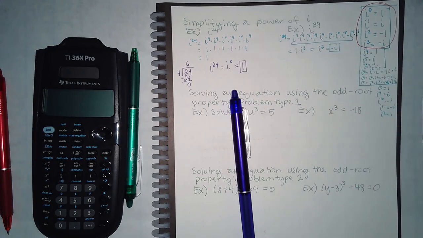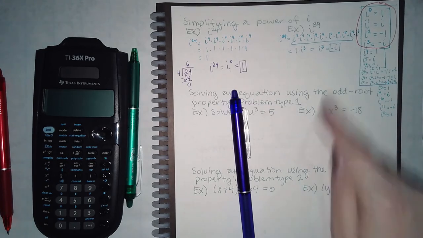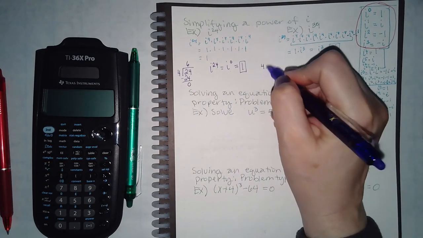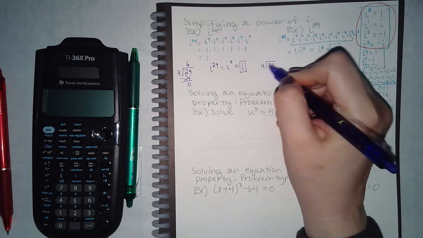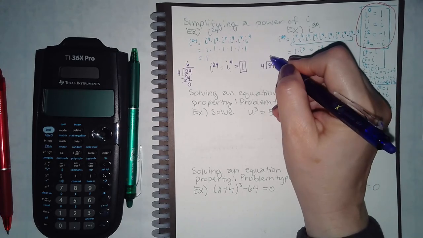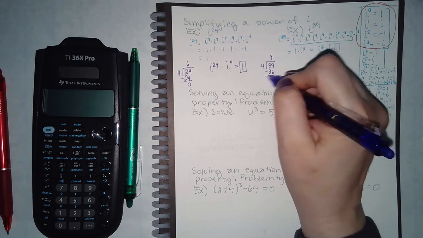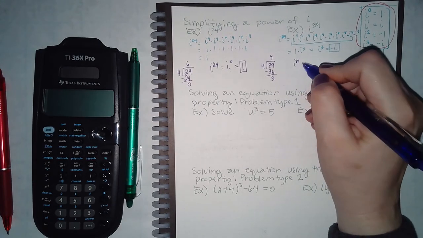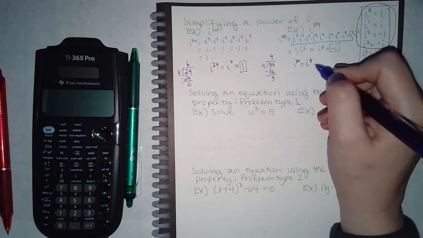So that should be the answer. But again, I don't have to break that up. I can use the shortcut. So how many times does 4 go into 39? 4 goes into 39 9 times with the remainder of 3. So i to the 39 is equivalent to i to the third.